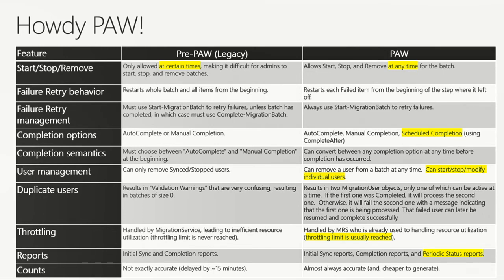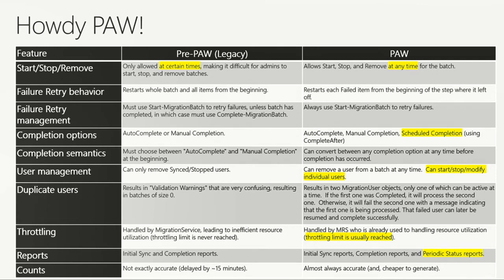With the completion options, we only allowed either automatic complete when it was done, or manual complete when the administrator would go ahead and mark it complete. Now we've got scheduled completion, so you can automatically have that handled as well. For users, you can now remove individual users from a batch. You don't have to delete the entire batch anymore, which is important for those of you who are doing bulk moves. That's a really big one.